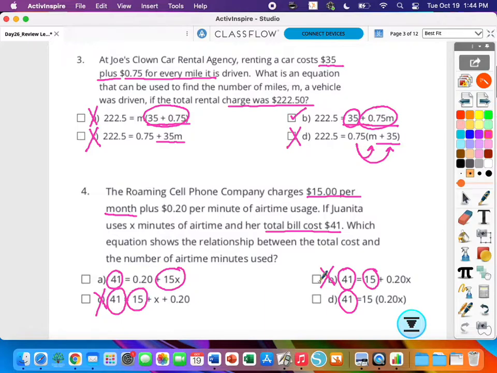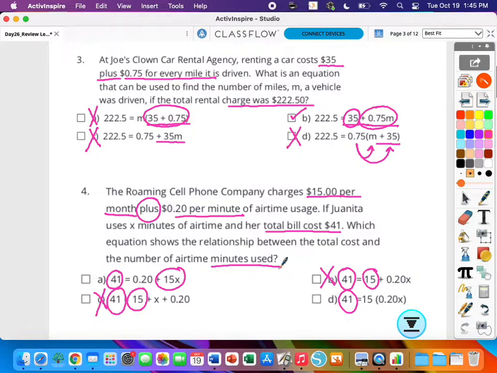So we want to make sure that we read the problem again, and we got to look and see $15 per month plus 20 cents per minute. A lot of you are going to think per month means times the number of months. And I get that, 15x. But I just realized while reading this, it's not really 15 times M. We want to know the relationship between the total cost and the number of airtime minutes used. It doesn't say anything about months. It doesn't say that M is the number of months. It says that X is the number of minutes used.